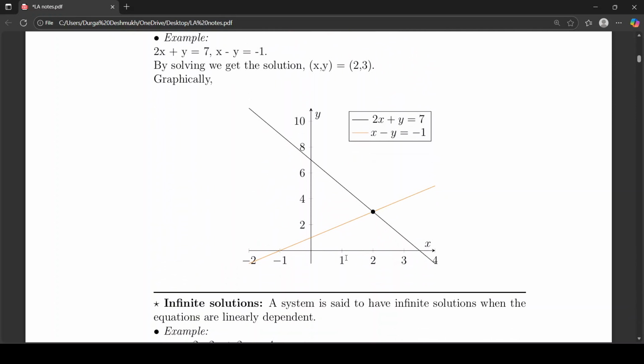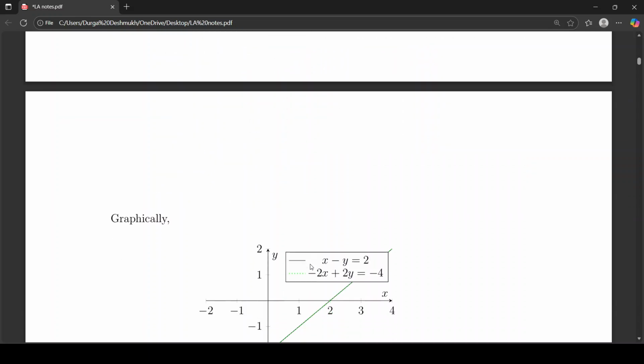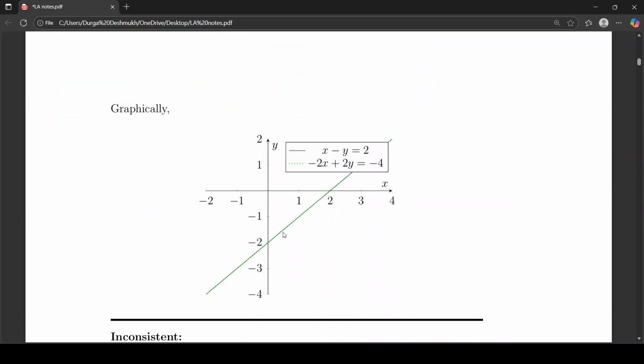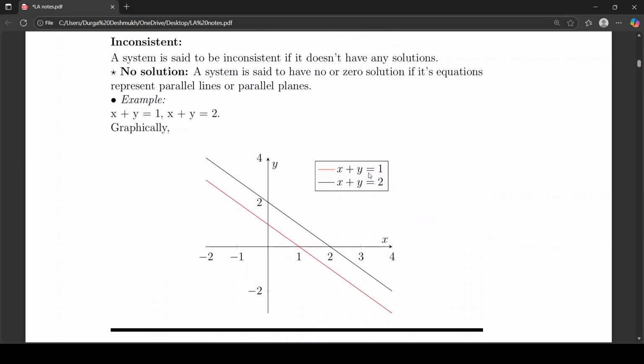This is another example. There is another case, infinite solutions. A system is said to have infinite solutions when the equations are linearly dependent. Here the second equation is a scalar multiple of the first equation, so they are linearly dependent. So here you can see these equations are basically overlapping lines. A system is said to be inconsistent if it doesn't have any solution. So the case is no solution, or zero solutions. It occurs when the equations represent parallel lines or parallel planes.